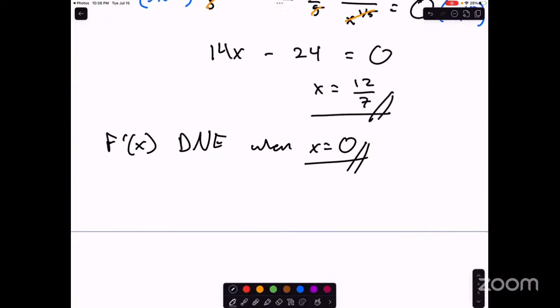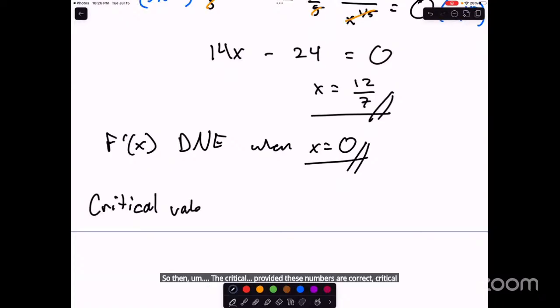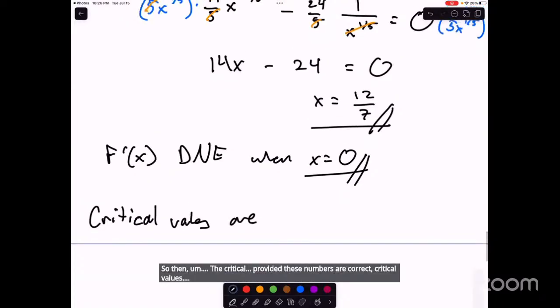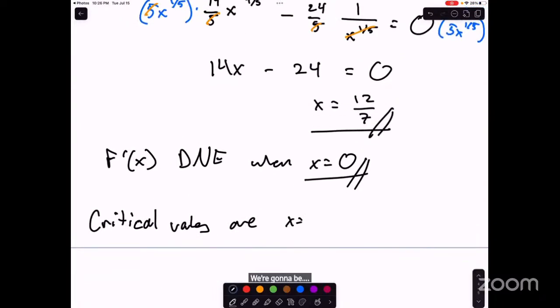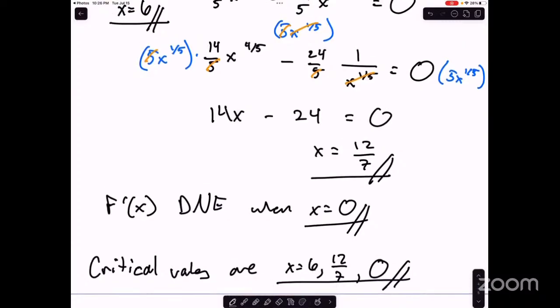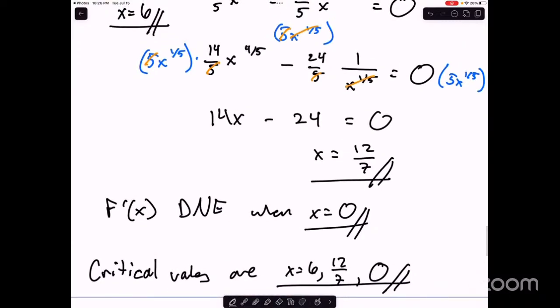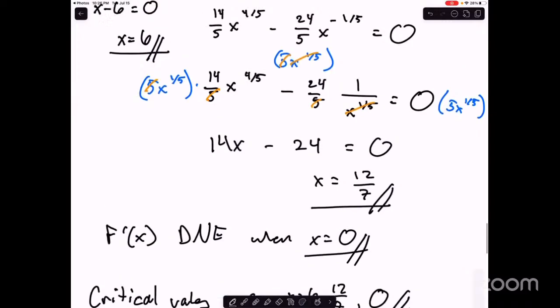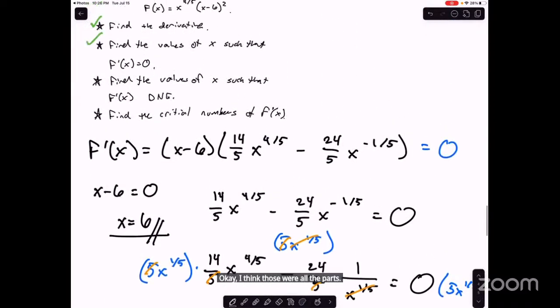So then, provided these numbers are correct, the critical values are going to be x equals 6, 12 over 7, and 0. Okay, I think those were all the parts.